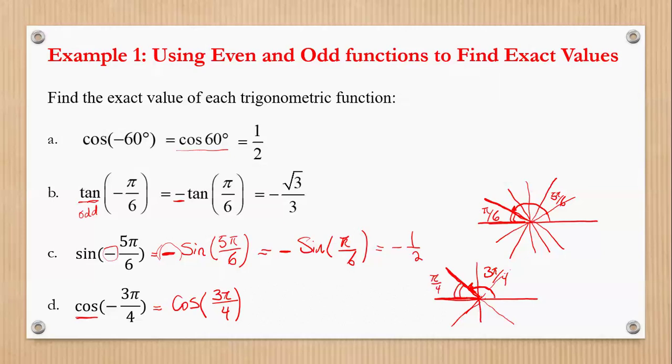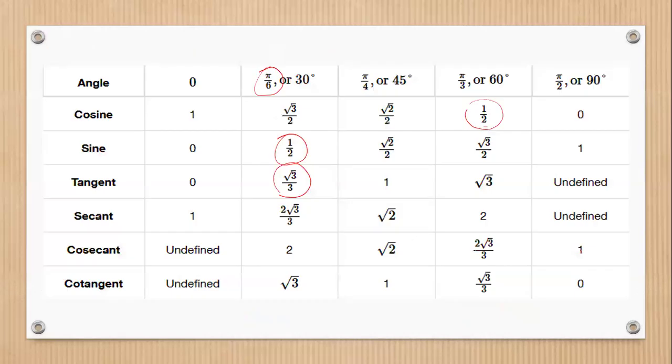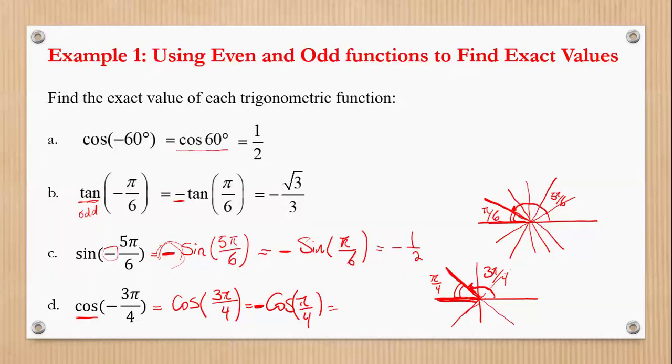So the cosine of 3 pi over 4 should be the same as the cosine of pi over 4. But since 3 pi over 4 is an angle in the second quadrant, and in the second quadrant the cosine is negative, don't forget to put the negative outside as well. Sometimes we may have a negative, like the one on part C, and after finding the reference angle, we have another negative as well. So we have to keep all the negatives and then multiply them together. And the cosine of pi over 4, which is 45 degrees, is root 2 over 2. So the answer is negative root 2 over 2.